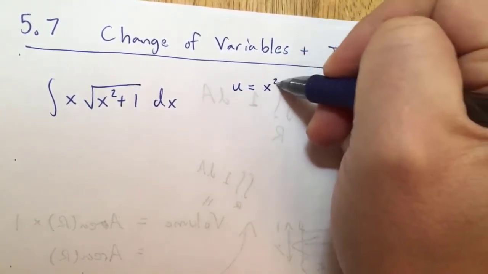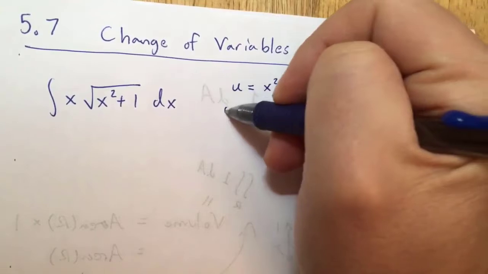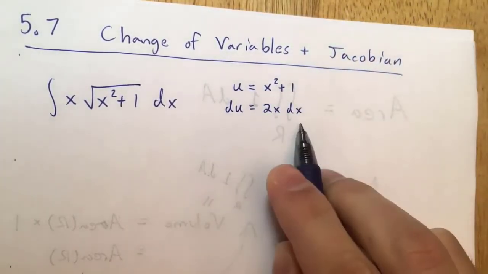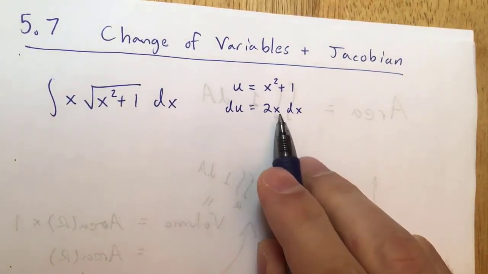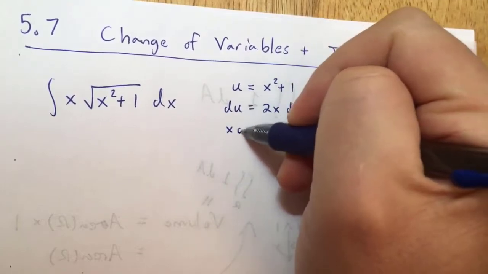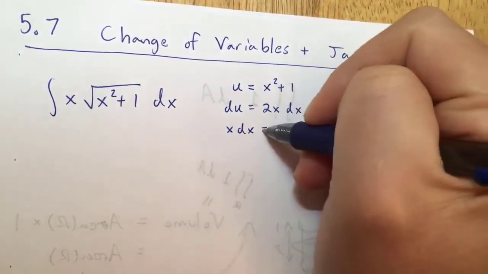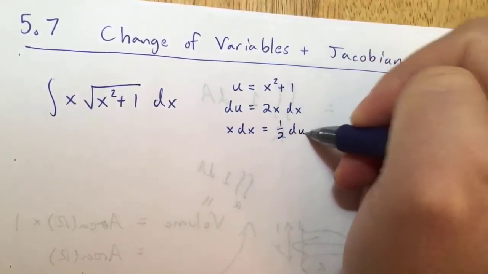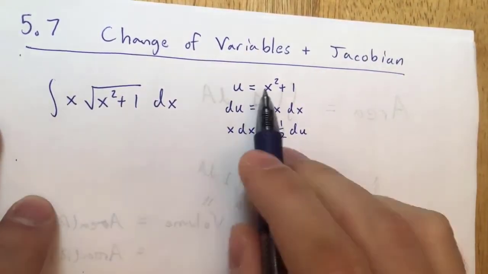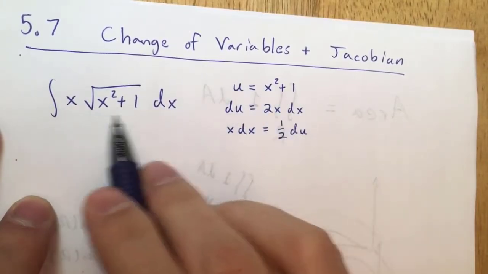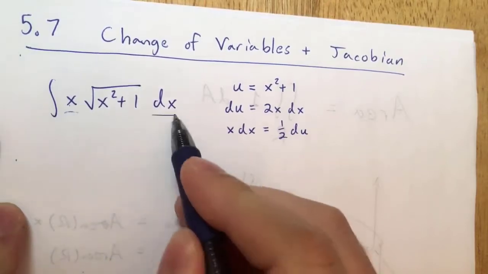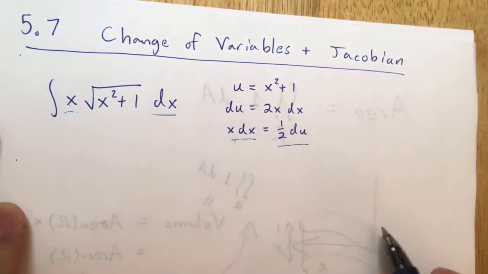Let's let U equal x squared plus 1, and then we know that du is equal to 2x dx, which tells us that x dx is actually equal to, just divide both sides by 2, 1/2 du. Okay, so I can go back to the original problem and say that if x squared plus 1 is u, I can just replace all this with u. And then x dx, this part over here, is the same as 1/2 du.